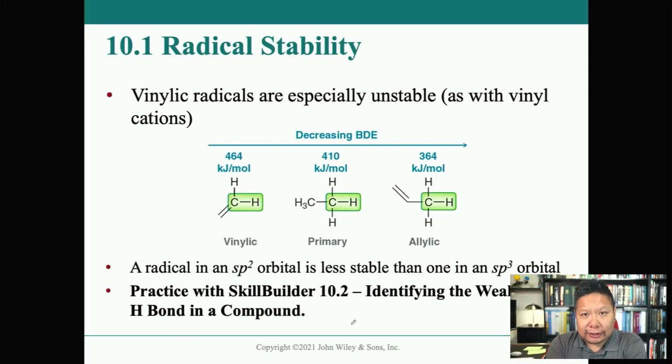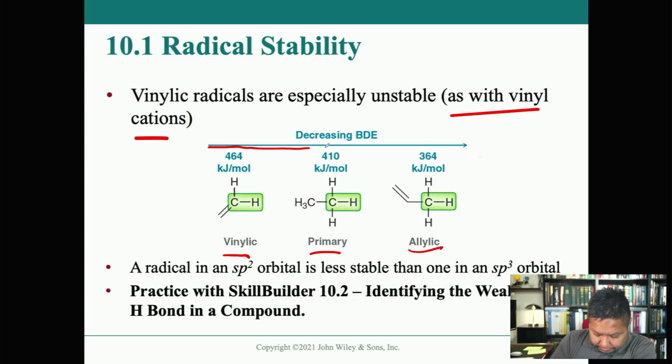So vinylic radicals are especially unstable. We talked about that before in the alkynes chapter. And that's the same if you recall with vinyl cations. So we have vinylic first, and then primary, and then allylic as far as stability goes. But going in that direction, we have decreasing bond dissociation energy as well.